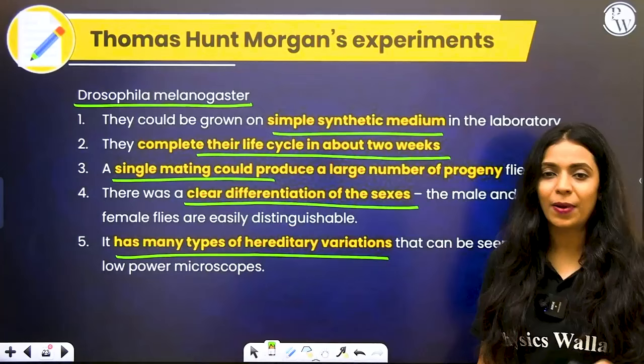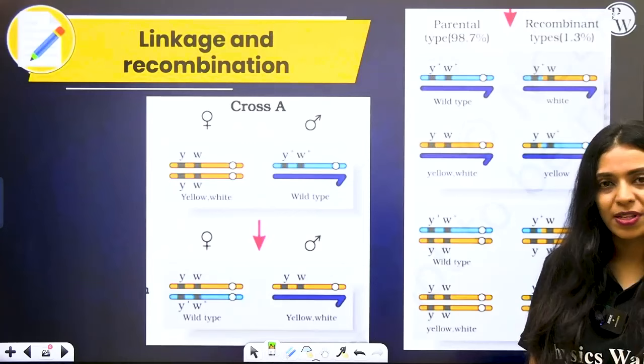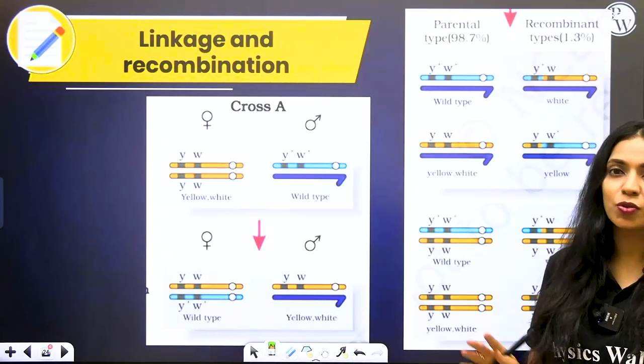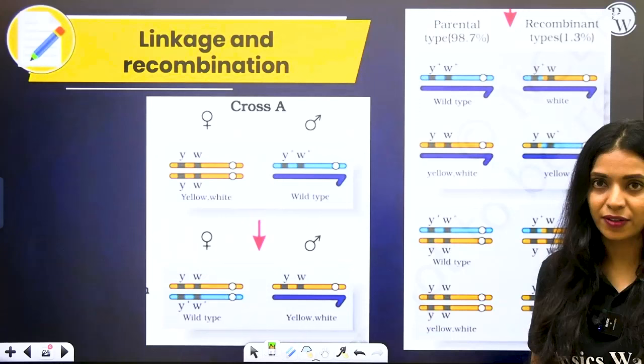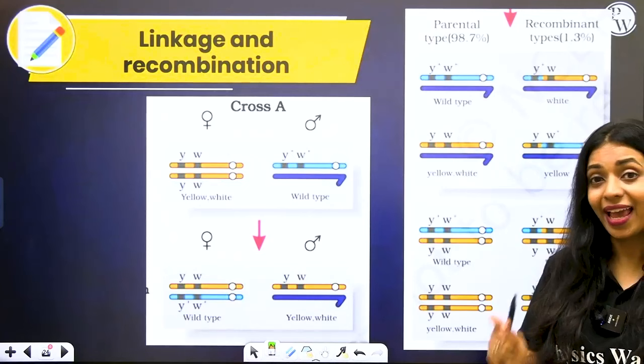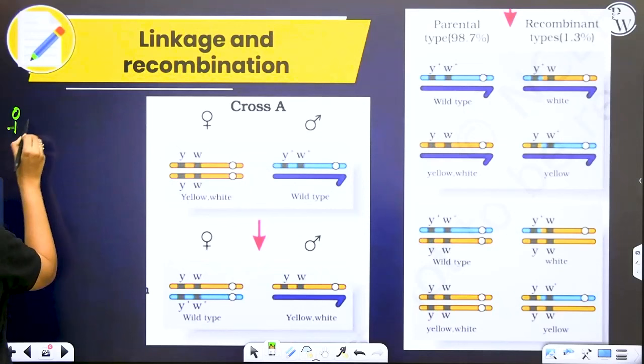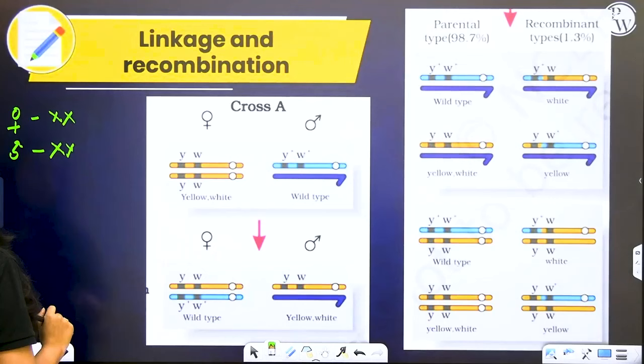Okay, now, what did we get to know from his results? He performed dihybrid crosses by making use of these flies. For the dihybrid cross, you have to consider two characters. He knew for sure that the two characters that he considered were on the X chromosome. Similar to humans, even in Drosophila, the females have two X chromosomes, and the males have one X chromosome and one Y chromosome. So both the characters that he considered were present on the X chromosome.